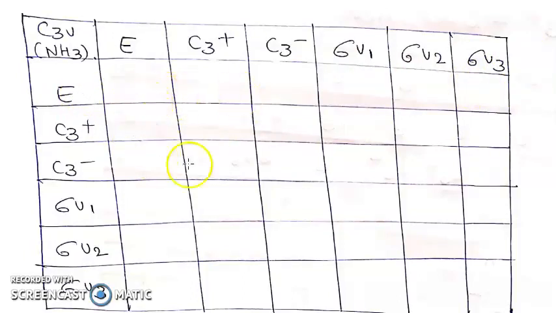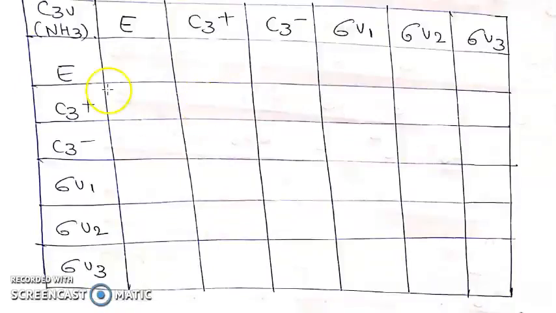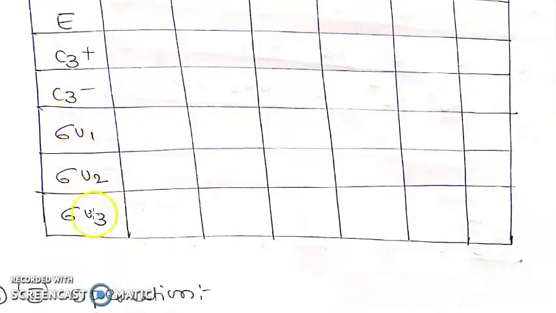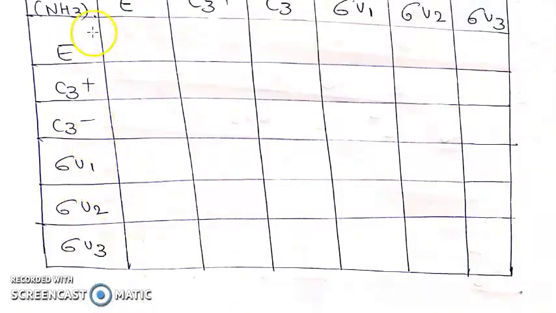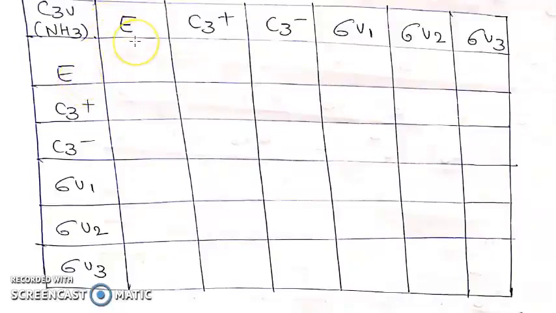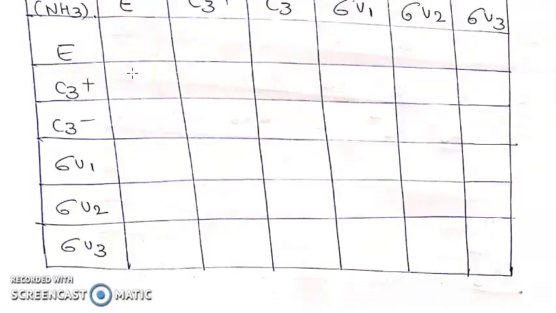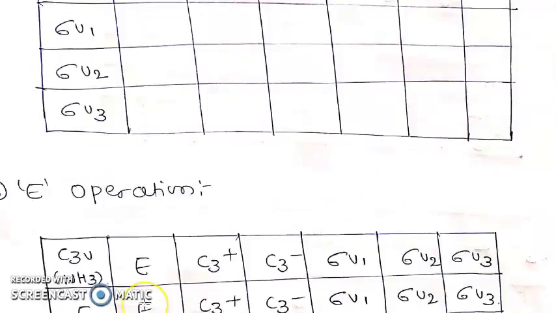Like this, you have to multiply each symmetry element with the other symmetry elements present in the ammonia molecule. The first one is E. E into E means doing nothing into doing nothing, so we'll get E only.